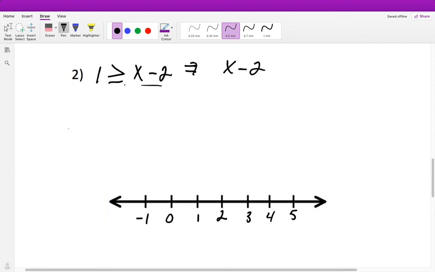And to rewrite it, actually, let me just change this color. Let's do blue. All right, so I'm going to rewrite it. So we have x minus 2. To rewrite it, I look at the inequality. Is it opening towards my variable or closing towards it? Well, it's closing. So that means I'm going to write my inequality still closing towards my variable, and then we're going to have 1. So we'd read this, x minus 2 is less than or equal to 1.